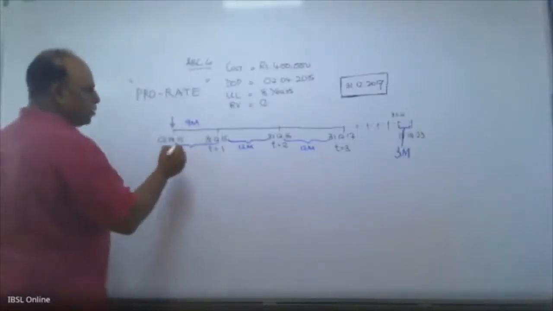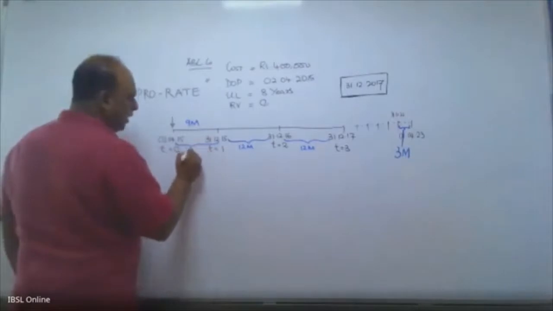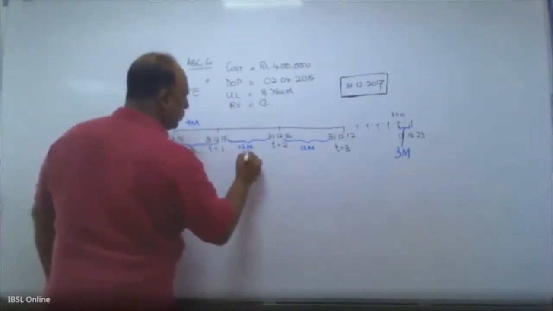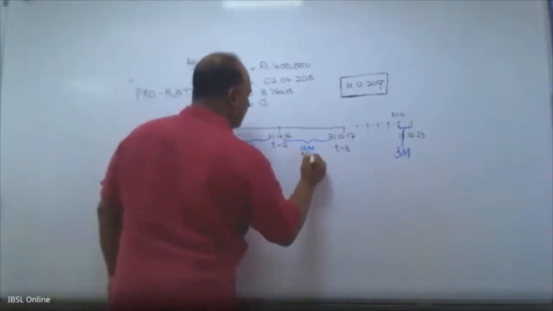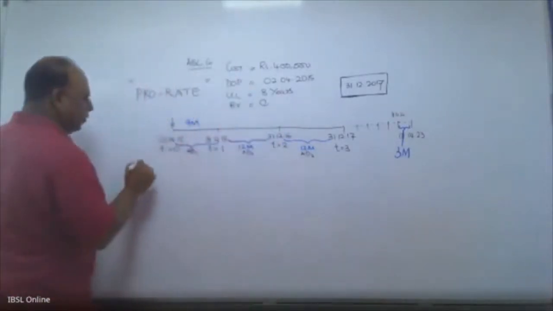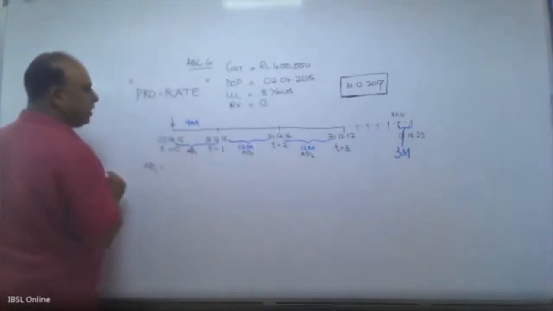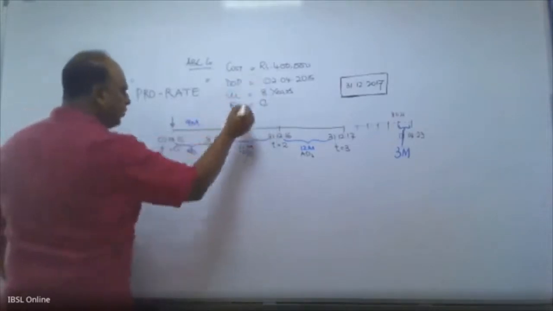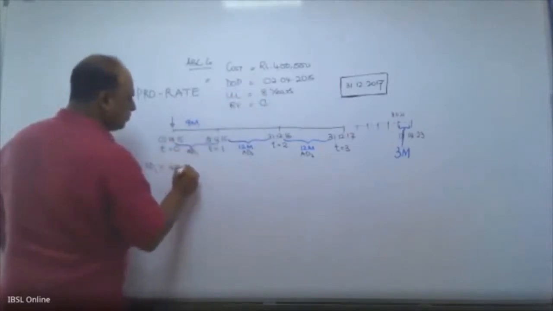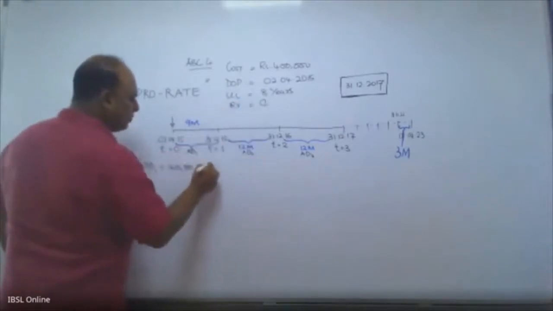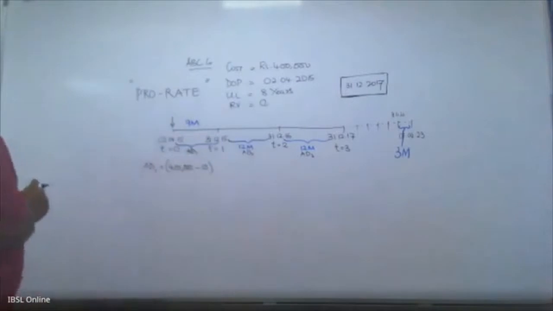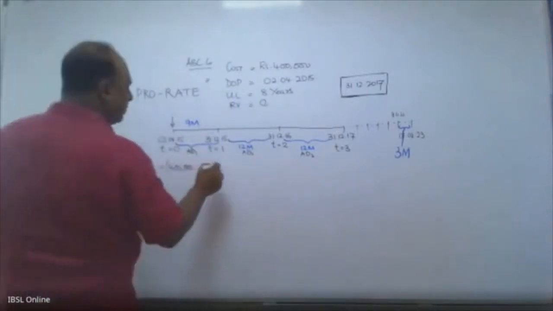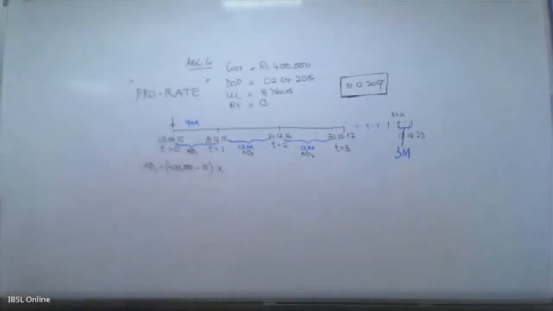I will call this AD1, or let's call it annual depreciation 1, annual depreciation 2, annual depreciation 3. I'm looking at the financial years. So annual depreciation 1 is the depreciable amount. What do you mean by depreciable amount? Cost minus residual value. Cost is 400,000. Residual value is 0, into depreciation rate. Now what is the depreciation rate? I don't have the depreciation rate. So what should I do?